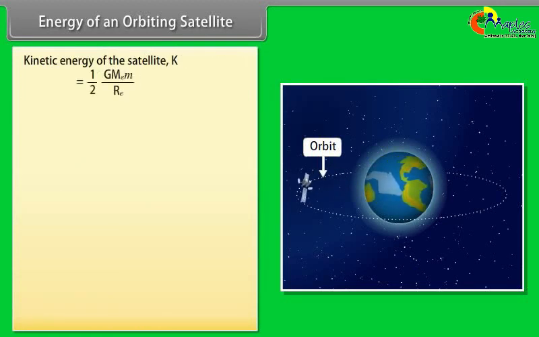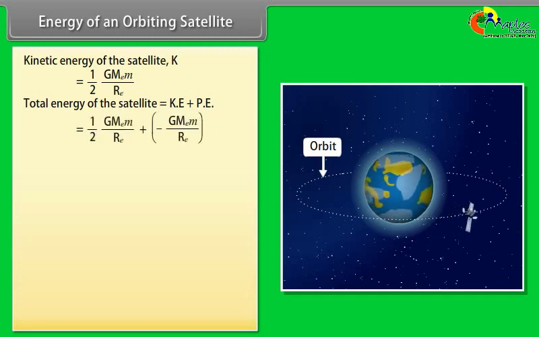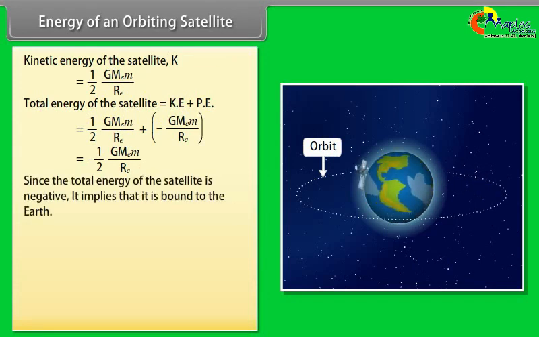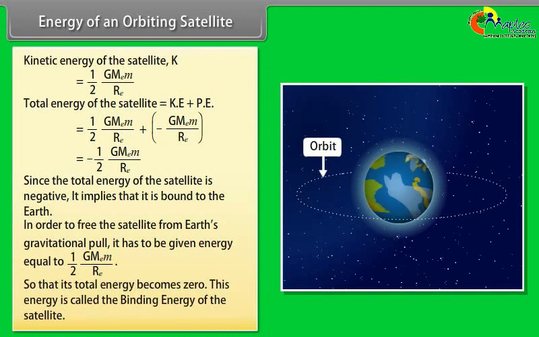Kinetic energy of the satellite K. Total energy of the satellite is equal to kinetic energy plus potential energy. On calculating, we get total energy is equal to minus 1 by 2 GMEM divided by RE. Since the total energy of the satellite is negative, it implies that it is bound to the Earth. In order to free the satellite from Earth's gravitational pull, it has to be given energy equal to 1 by 2 GMEM divided by RE, so that its total energy becomes 0. This energy is called the binding energy of the satellite.